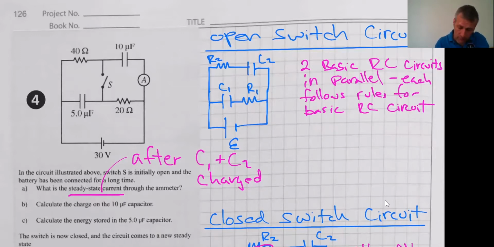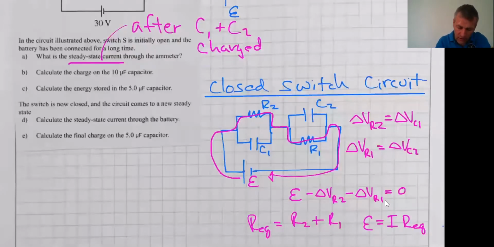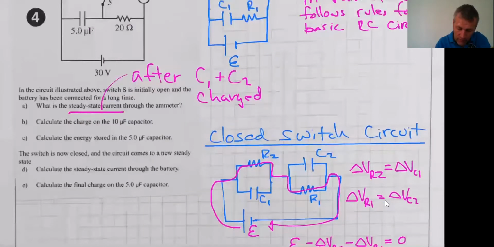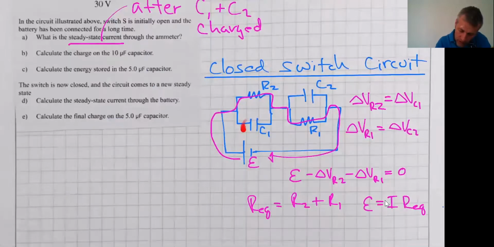The charge on these, you can use the basic rules we went over before. The energy, we wrote down equations for that on the front page, and we've done the energy and capacitor equation previously. The new steady state current through the battery, I talked about that down here. And the final charge on the 5 microfarad capacitor, that was this one. The charge on here you can find if you know the voltage across here, and you know the voltage across here because it's the same as the voltage across resistor 2. And if you know the current through resistor 2, you'll know the voltage across resistor 2.